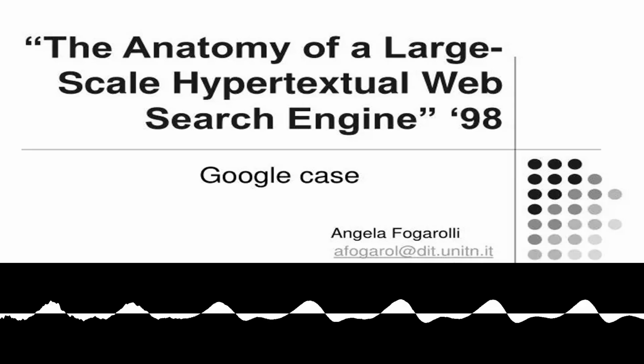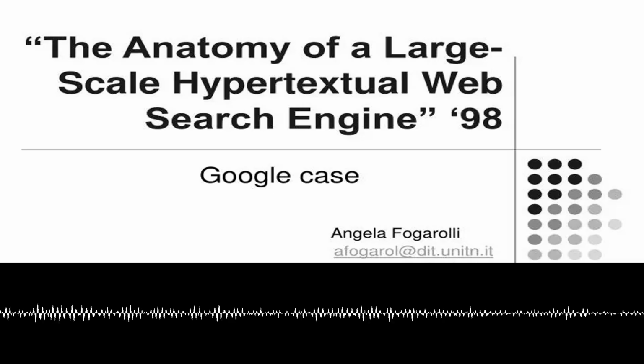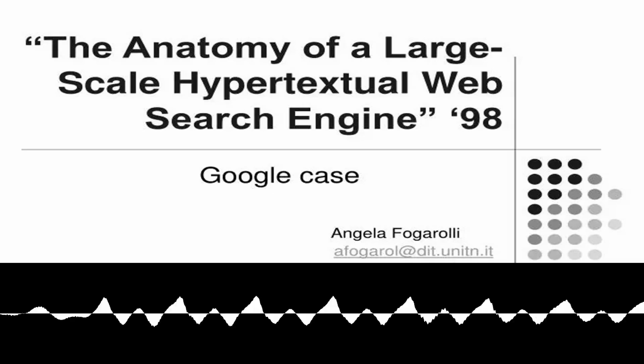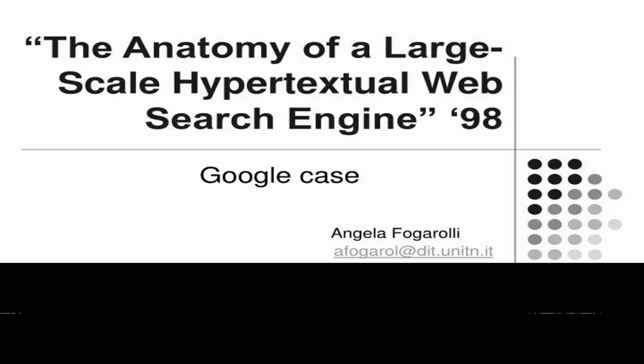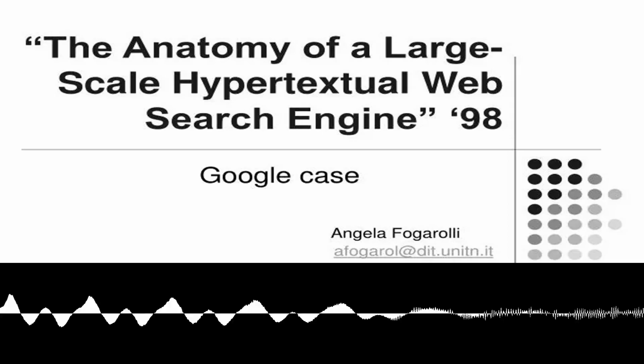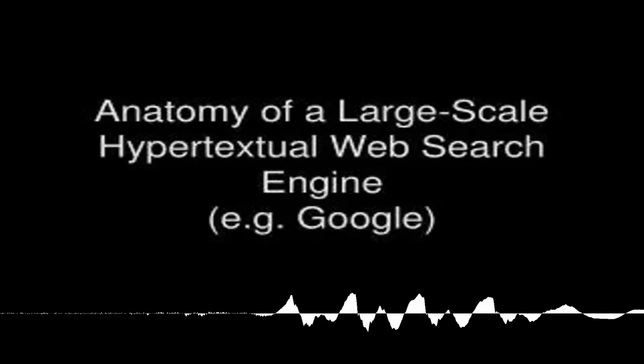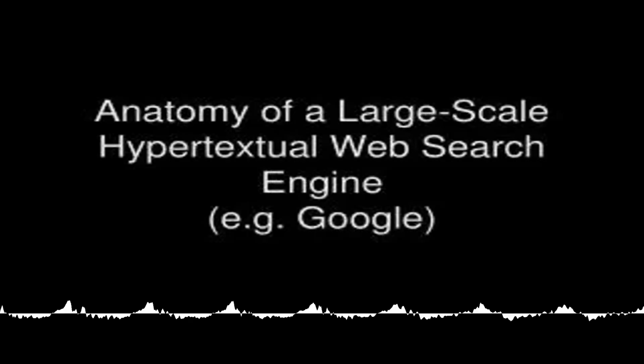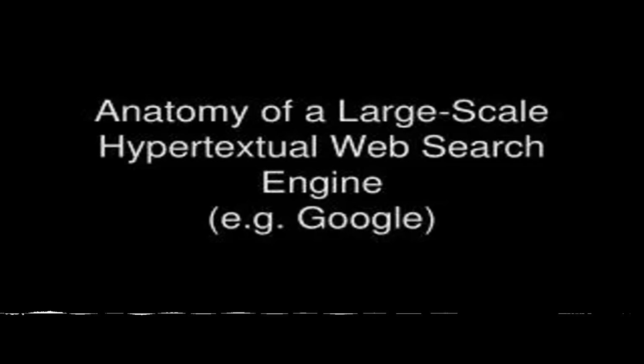Section 8, Scaling and Performance Considerations. This section provides further insights into the practical challenges of building a large-scale web search engine, emphasizing the importance of scalability and performance. The authors discuss the techniques used to optimize the performance of Google, including caching, data compression, and parallel processing.